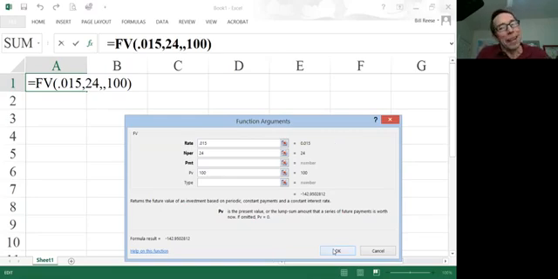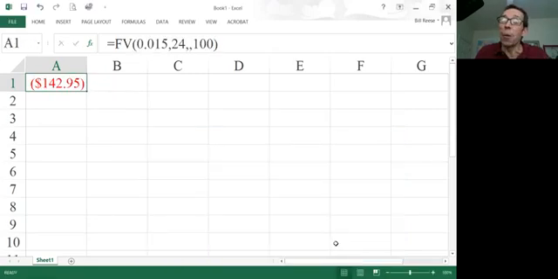And it says, except that Excel will turn around the sign and give us the answer as a negative number. So Excel says, hey, you're going to have to owe $142.95. So clearly $100 is what you charged, but you've racked up $42.95 in interest over these 2 years, because it's compounding not at the end of every year, it's compounding at the end of every month.